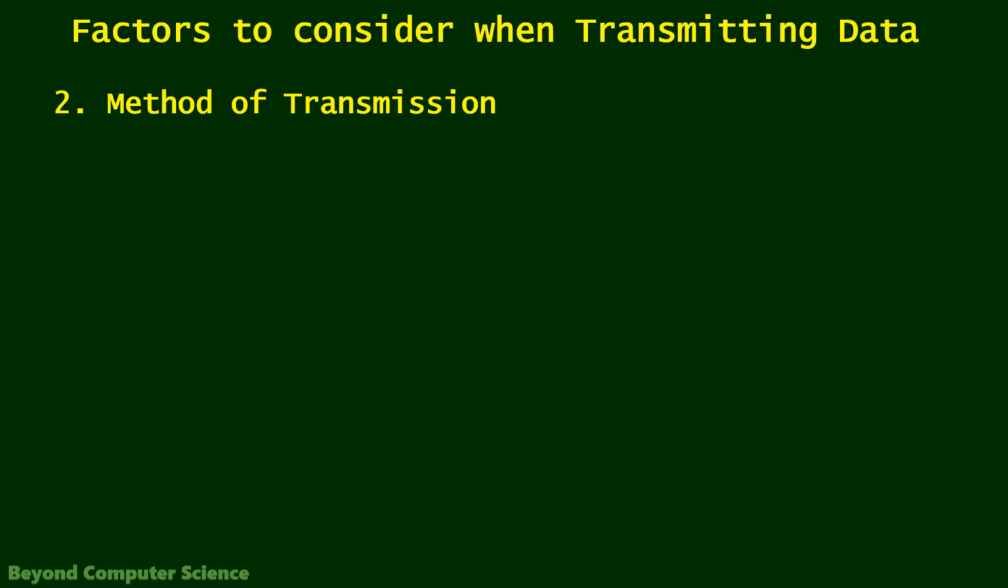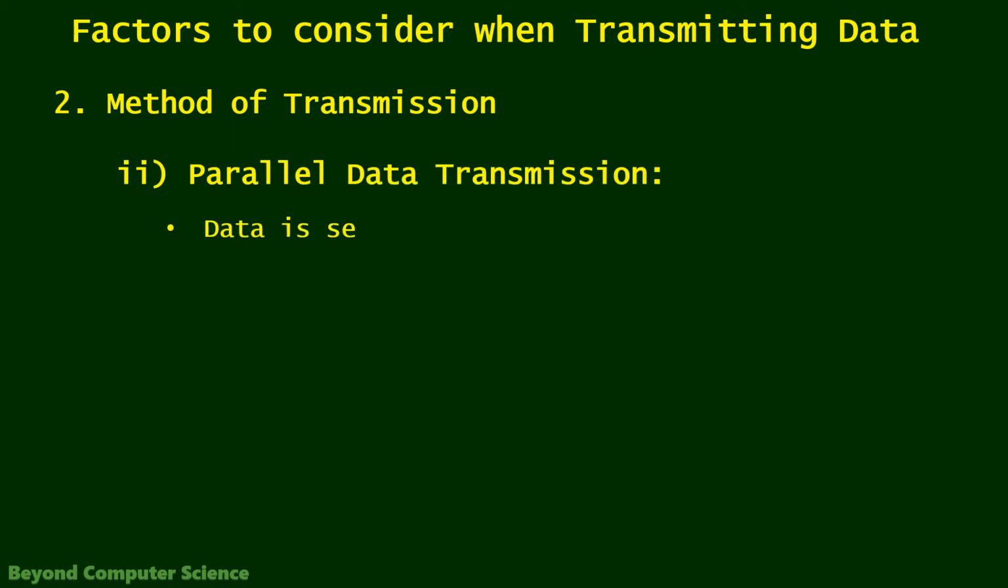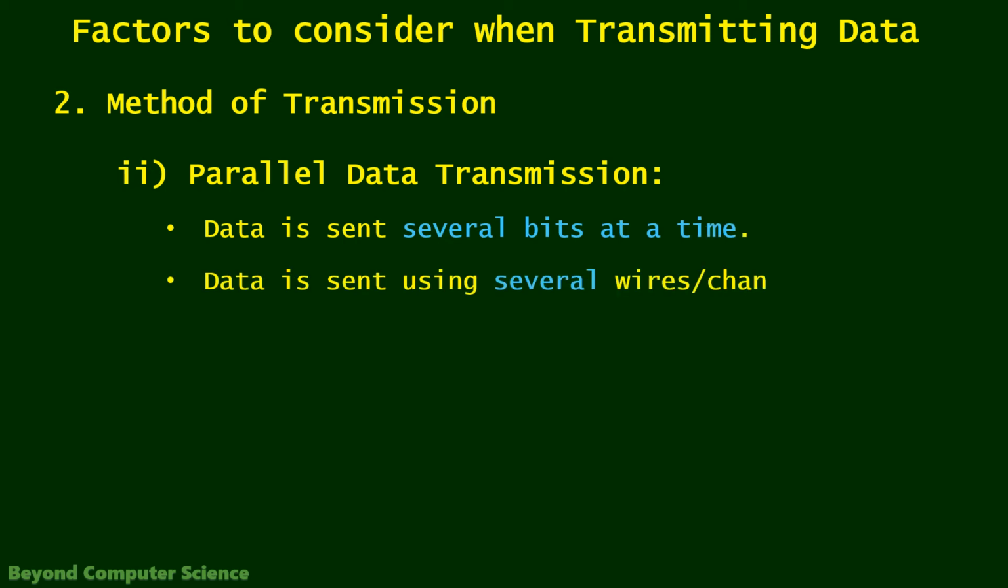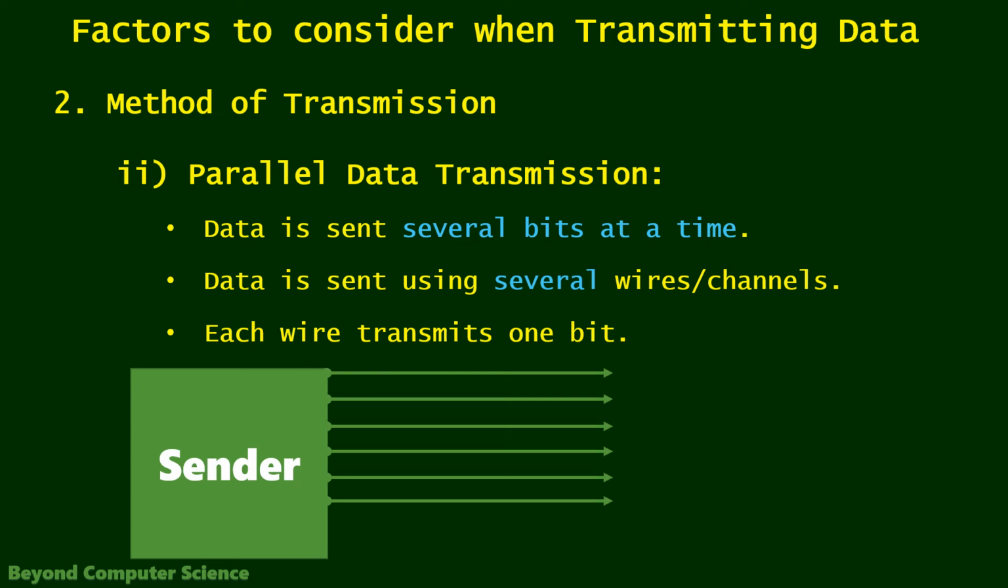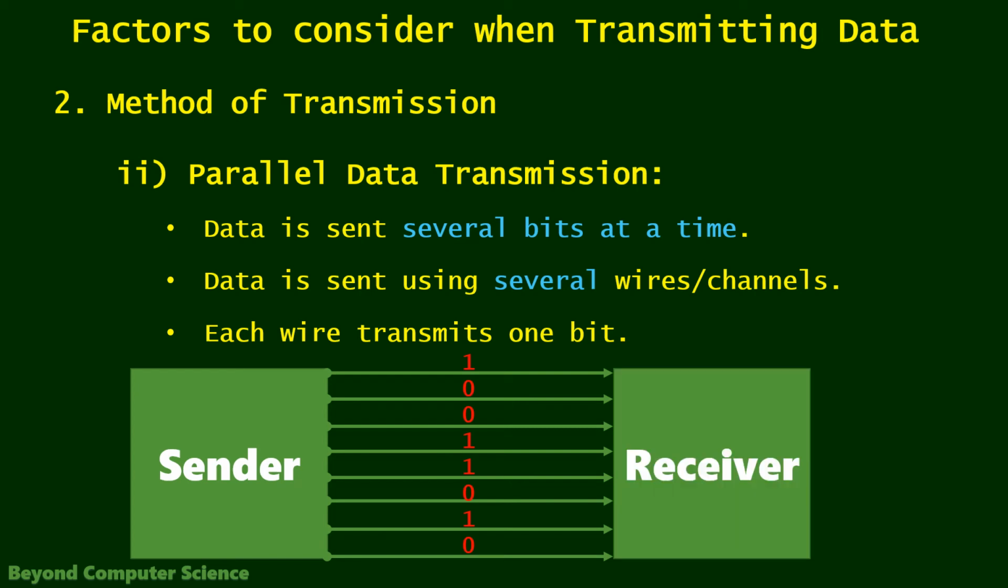Now the next one, after serial, is called parallel data transmission. What happens in parallel? Data is sent several bits at a time. We have more wires, more channels, to send more bits together. Each wire transmits one bit and multiple wires transmit several bits. So from sender to receiver you have several wires to transmit several bits at a time, and the receiver receives those several bits.